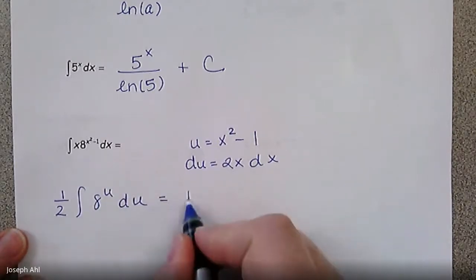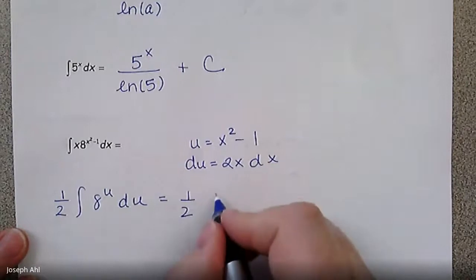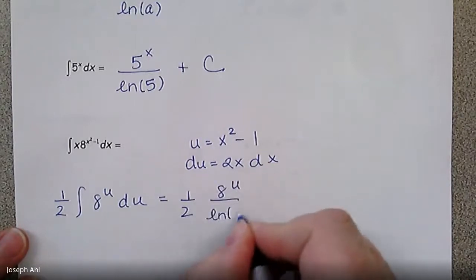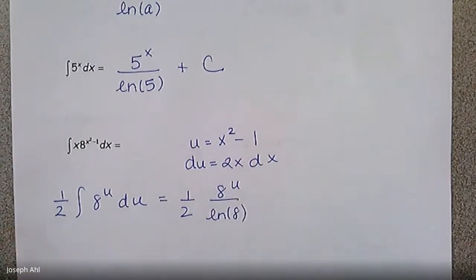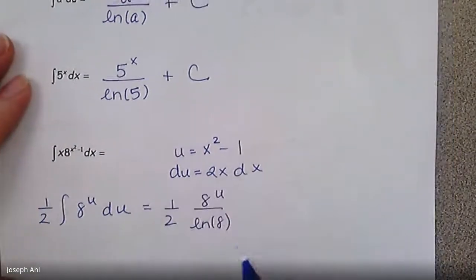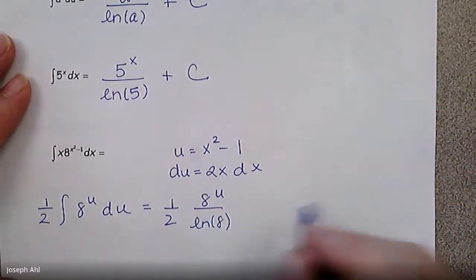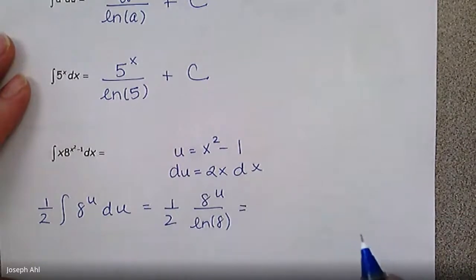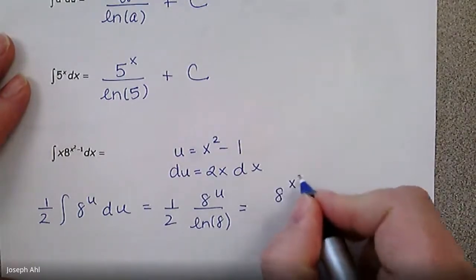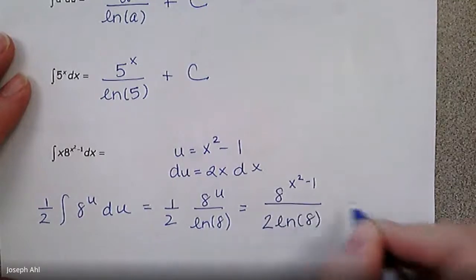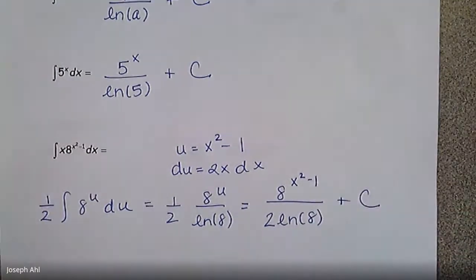So this is going to be 1/2 of 8 to the u over the ln of 8. And since u is x squared minus 1, for indefinite, you have to plug in for your u substitution again, right? We're not changing any bounds here since it's not a definite integral. So we get 8 to the x squared minus 1 over 2 ln of 8. And don't forget about plus c. Something along those lines there.